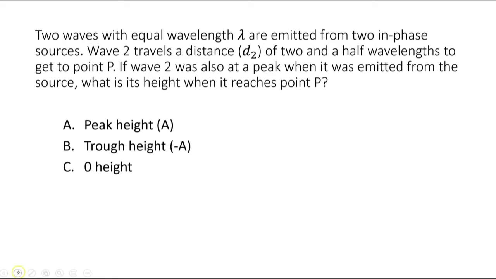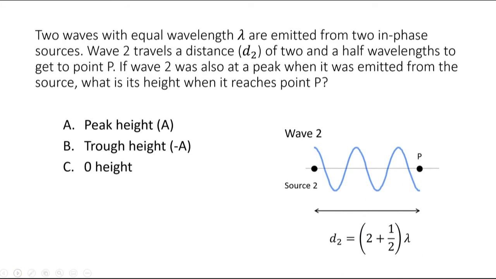Okay, so once again, I would think about sketching this out. Once again, at the source, this wave starts at a peak. So I would draw a peak right in at the source. Then this wave travels a distance of 2.5 wavelengths to get to point P. So that means you need to go through 1 peak, 2 peaks, and then half a wave means that it goes from peak to trough. So then it would end up at a trough at point P. Okay, and so then I would go ahead and pick answer B.